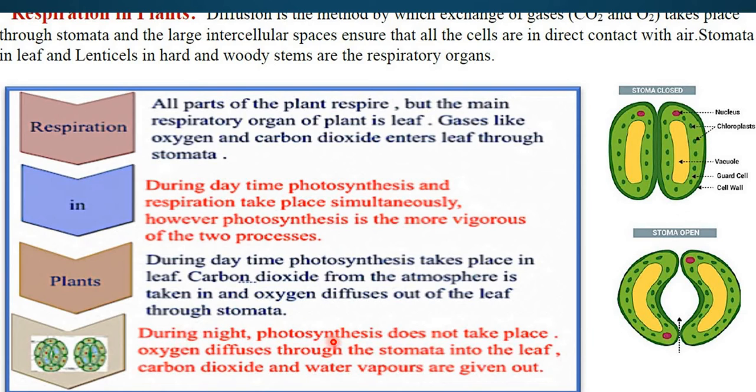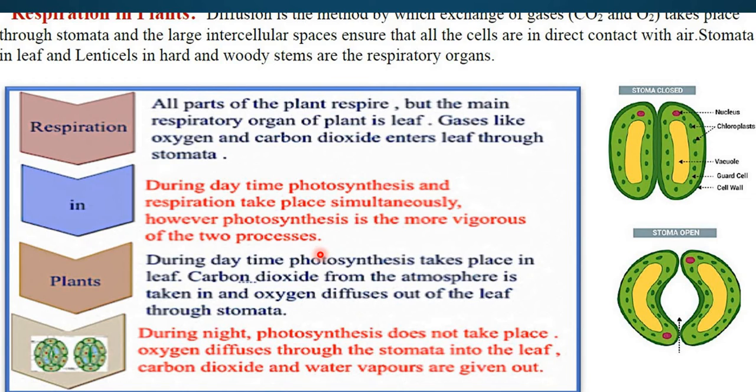Now during the night, photosynthesis does not take place because there is absence of sun. Here, oxygen diffuses through the stomata into the leaf, and carbon dioxide and water vapors are given out. So these are the reverse processes in day and night. In day, carbon dioxide enters the plants and oxygen is given out, but at night, oxygen enters the plants and carbon dioxide and water vapors are given out. So we can say that plants are more like human beings at night.